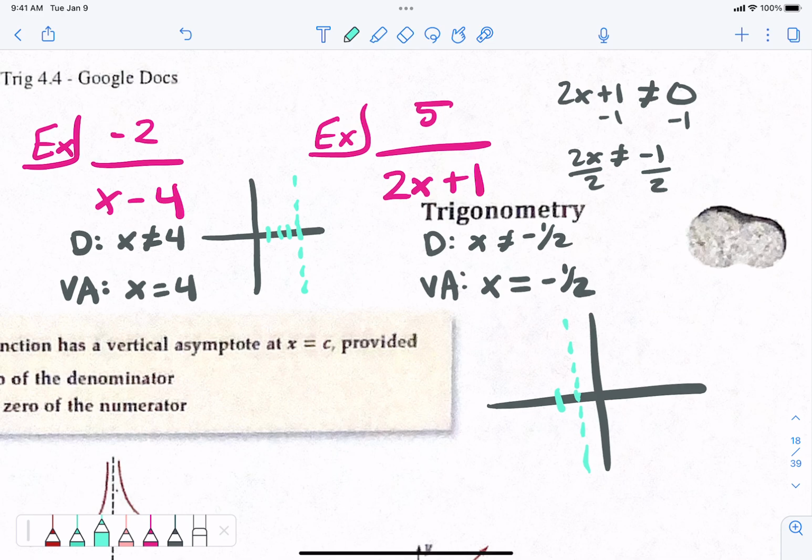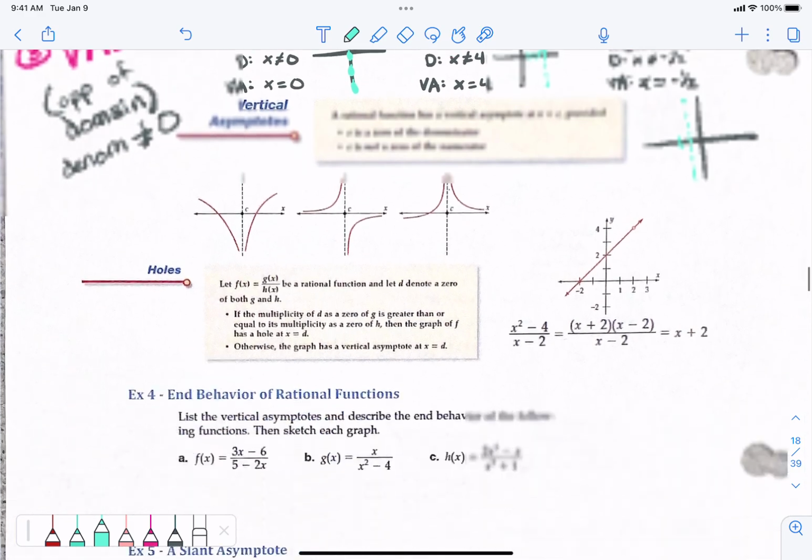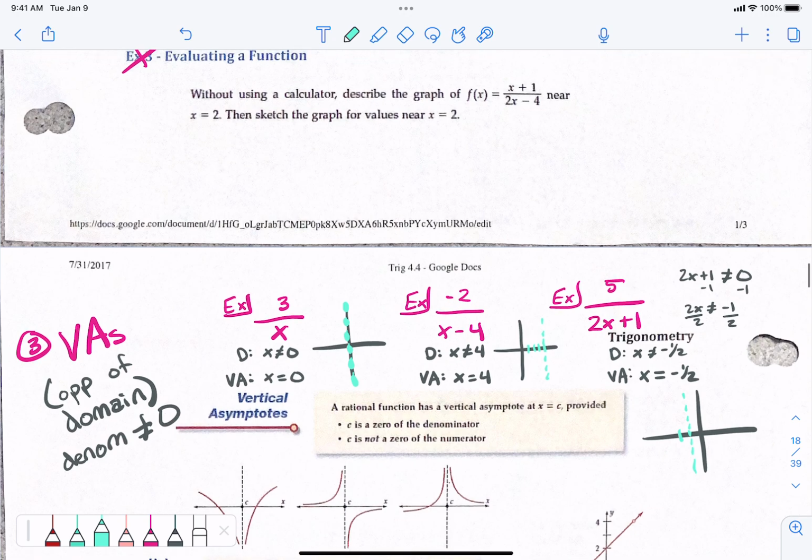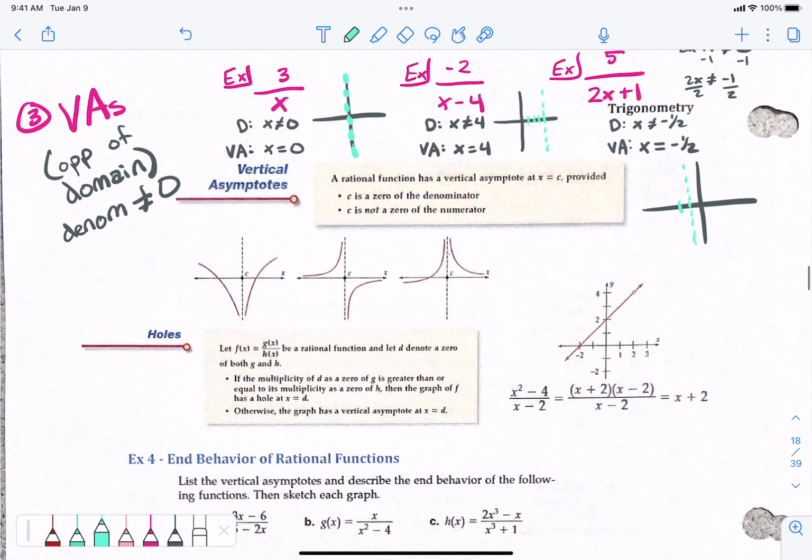All right, so domain, x and y intercepts, VAs. You've got a couple of them that you can do on your homework assignment. We'll talk about holes later. We'll start on those tomorrow.